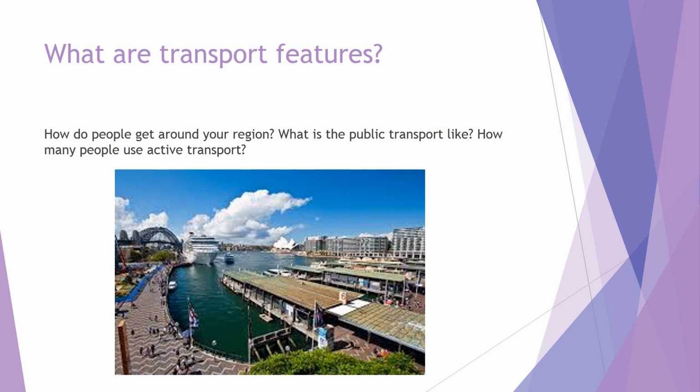So in terms of describing your transport features, here's how you might go about it. I'm going to have a quick look at Sydney. This is a shot of Circular Quay. This might be very familiar to some of you, and it shows what an important transport hub Circular Quay is: you can get ferries and trains to this area, there's reasonable biking and walking, and it's also a hub for tourism and commercial ships that come in.